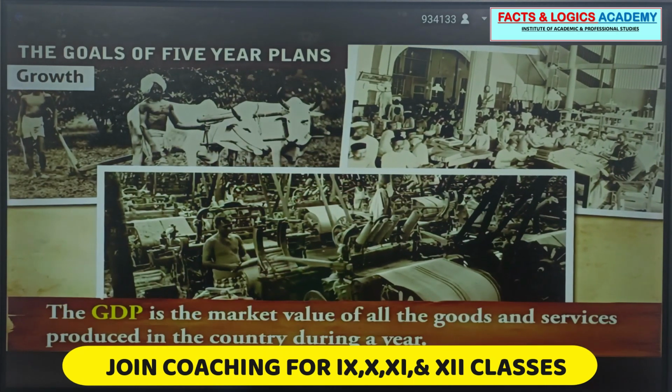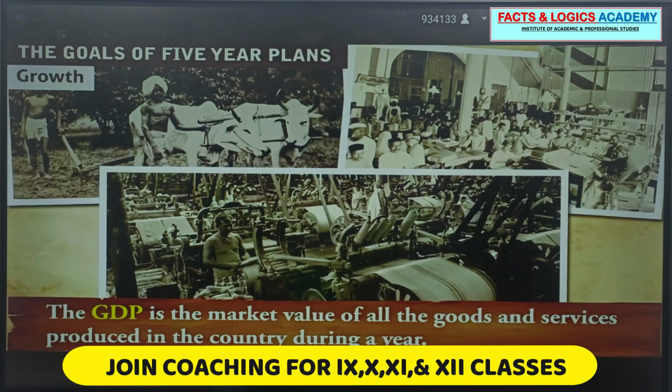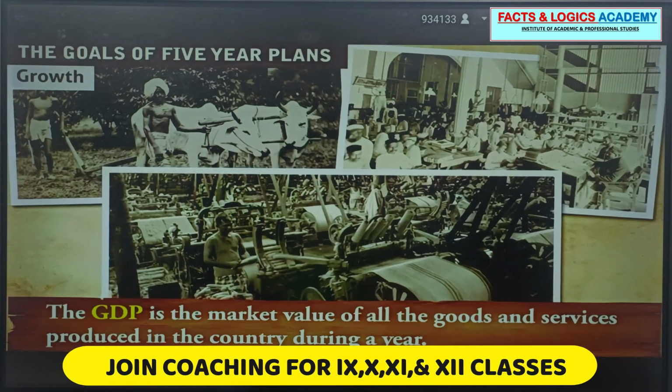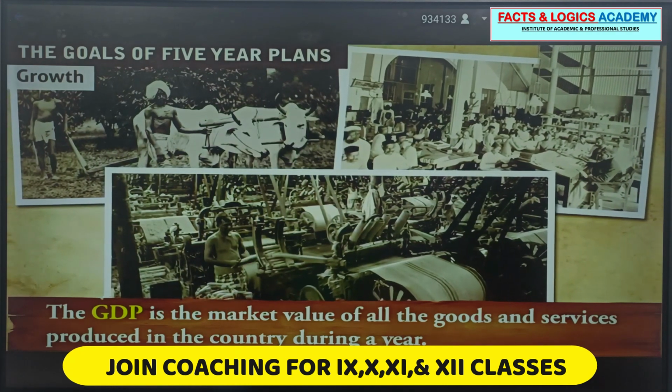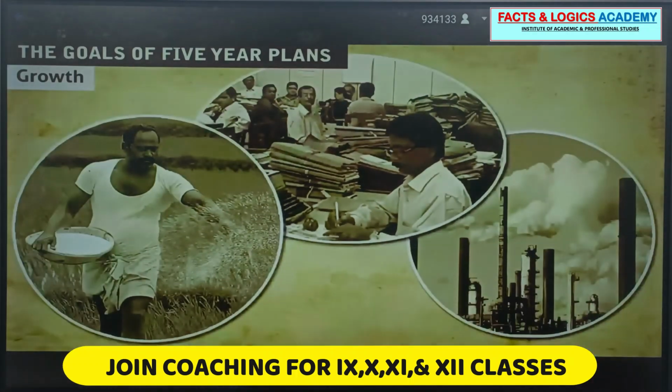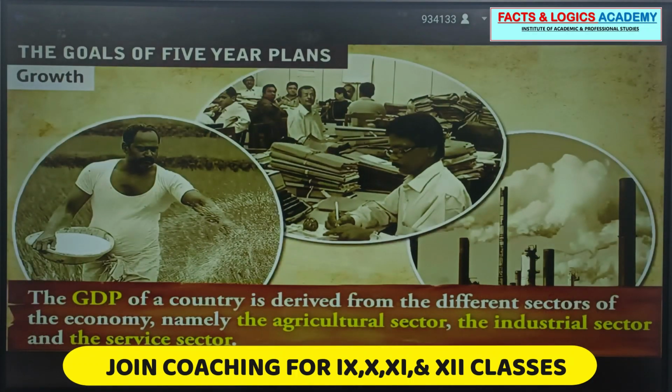The GDP is the market value of all the goods and services produced in the country during a year. The GDP of a country is derived from the different sectors of the economy, namely the agricultural sector, the industrial sector, and the service sector.